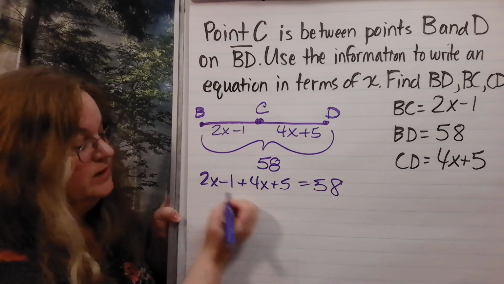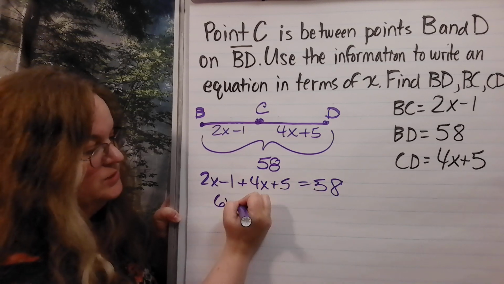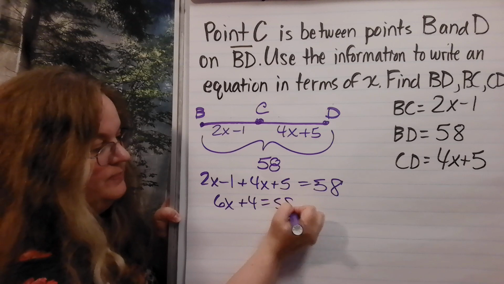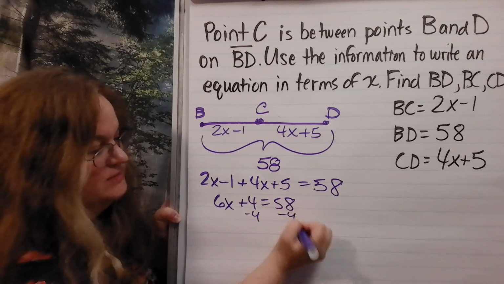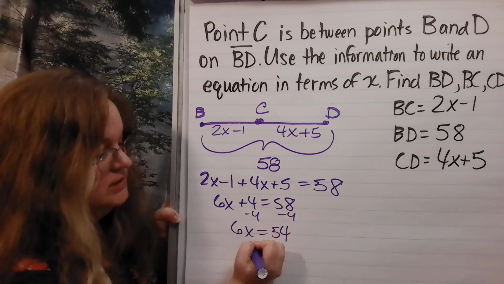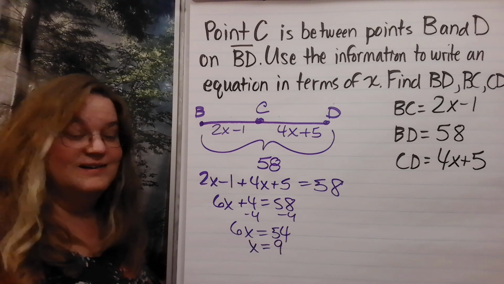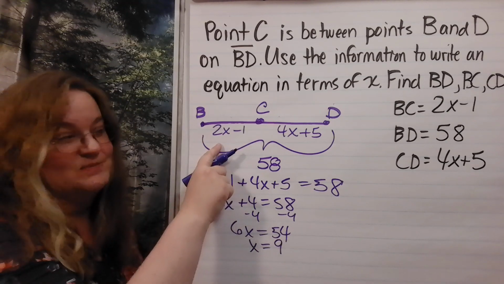So I'm going to start by combining like terms. 2x and 4x is 6x. 5 minus 1 is 4. So I'm going to subtract. I get 6x equals 54, and when I divide, I get x equaling 9. Now, I'm not done. I know what x equals, but I don't know the segment lengths.